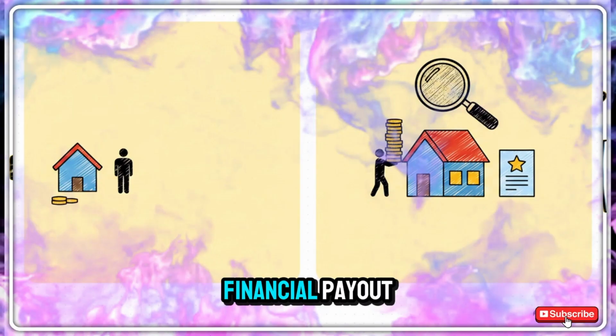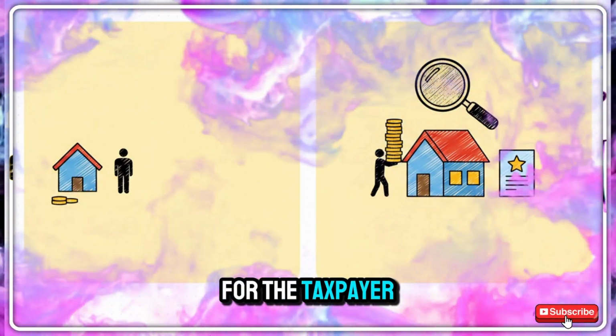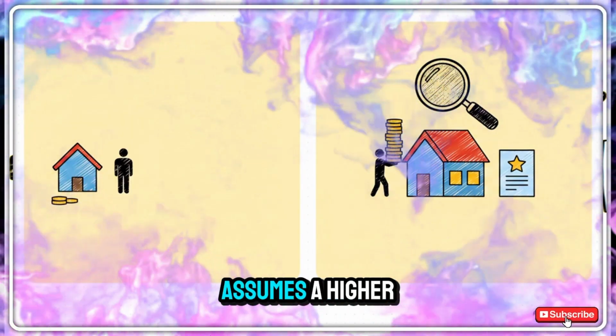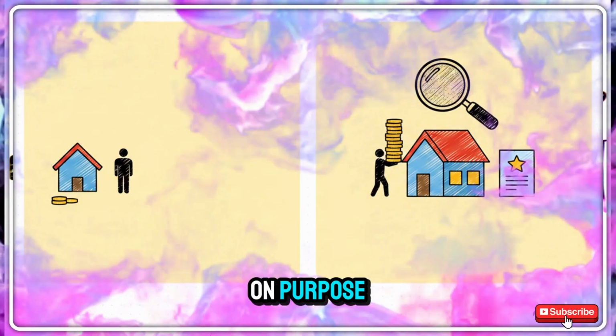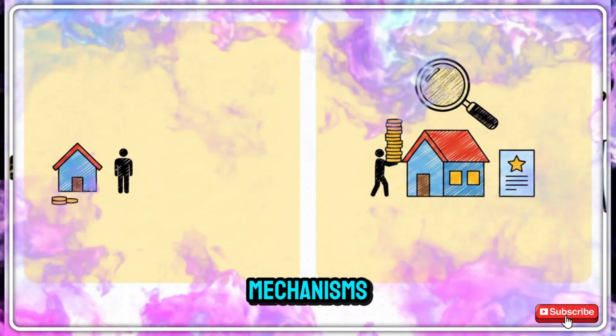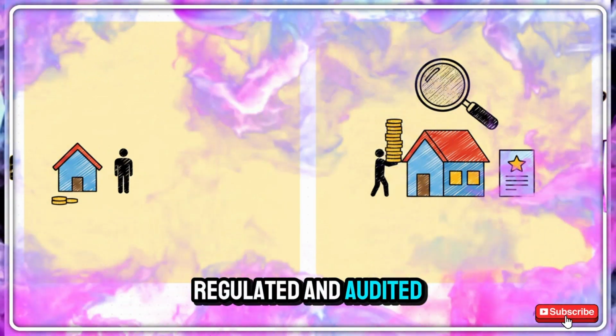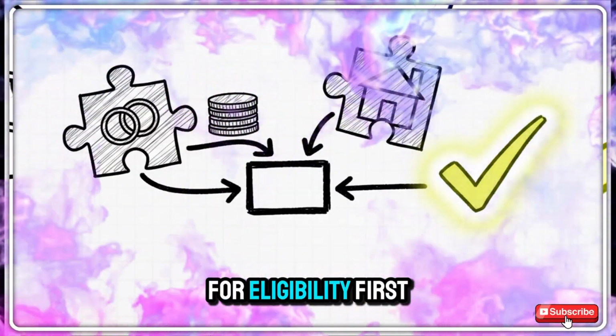It's a huge financial payout, and because the math is undeniably so much better for the taxpayer, the system inherently assumes a higher risk of people getting it wrong or even misclassifying on purpose. That economic reality is exactly why these qualifying mechanisms are so heavily regulated and audited. Which brings us to the 3 foundational pillars for eligibility.